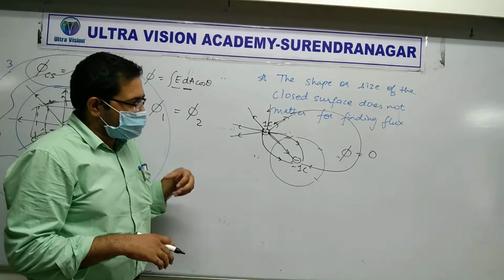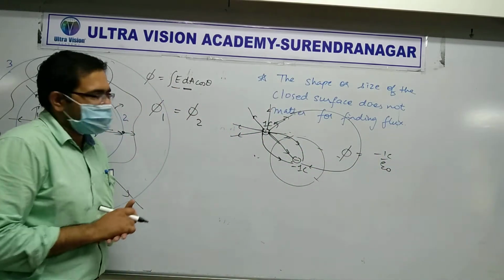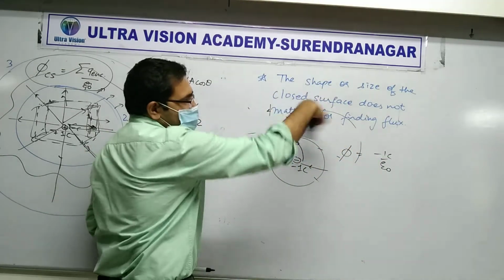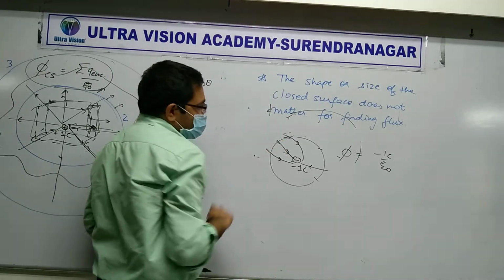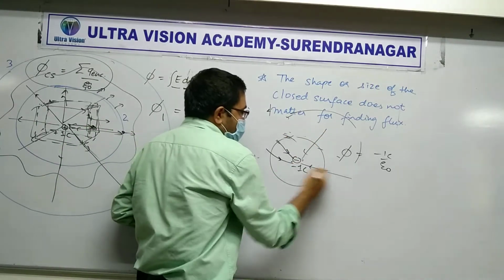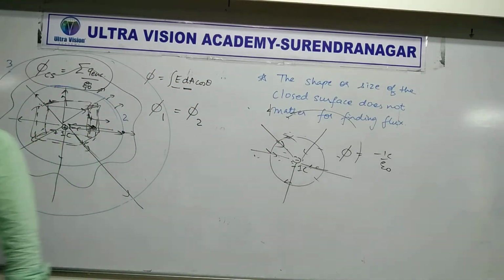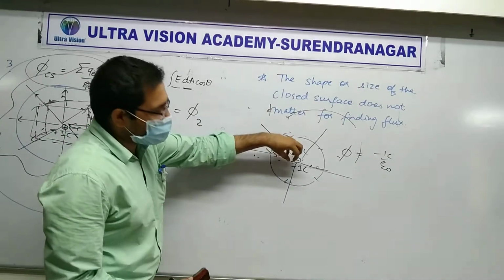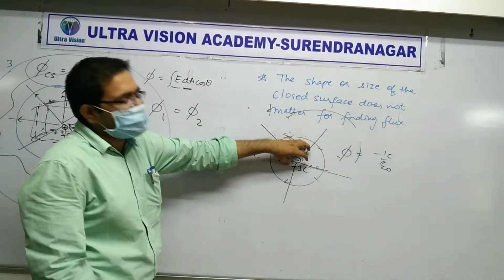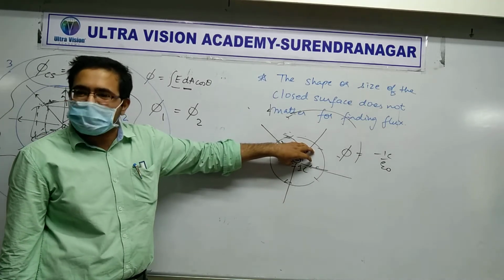Now, here the flux is minus one coulomb by epsilon zero, because there's a minus one. What if we remove the charge from outside? How will the situation change? Instead of coming from here, the field lines will now be straight, but the number of field lines will not change. Instead of coming from the positive charge and going into the negative charge, they will now become straight. So still the same number of field lines will come. Did you understand?